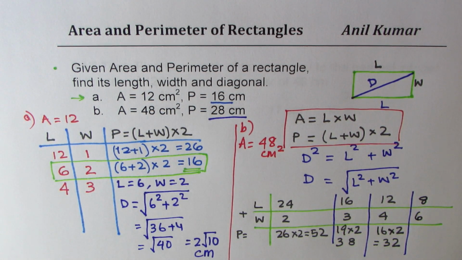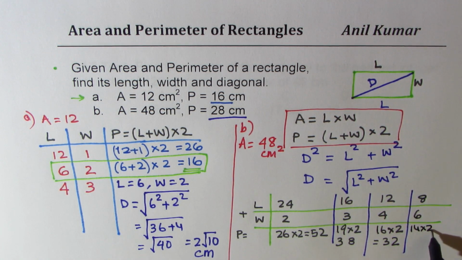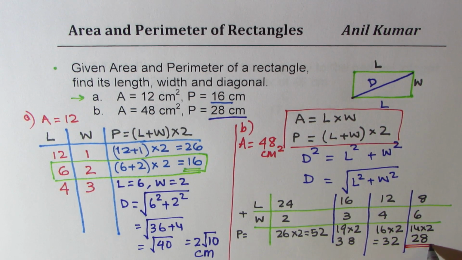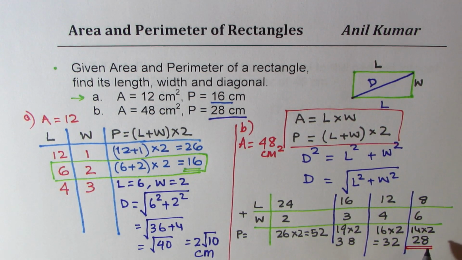So at times you may have to do a few trials. 8 times 6, if you add them, you get 14 and multiply by 2 gives you 28. Right? So I purposely took some time to get you the answer. I hope you got it on your own, right? So you got 28 as your perimeter if the dimensions are 8 and 6. Is that correct?